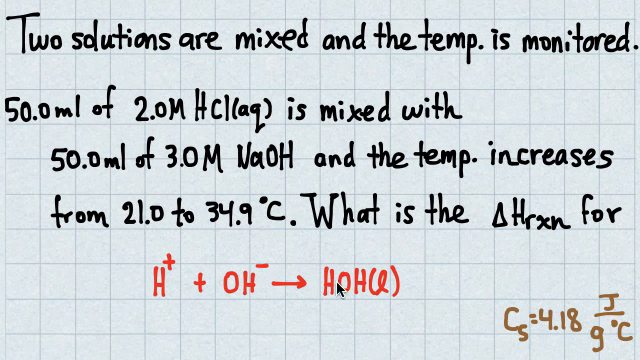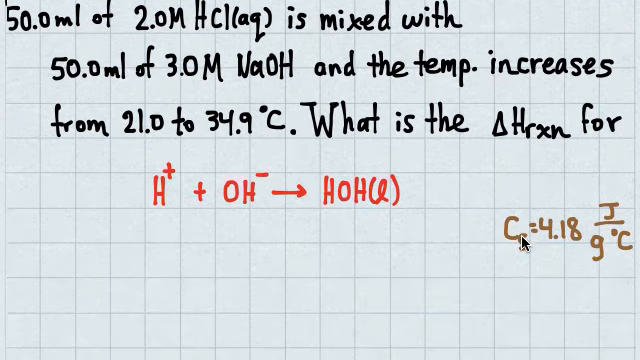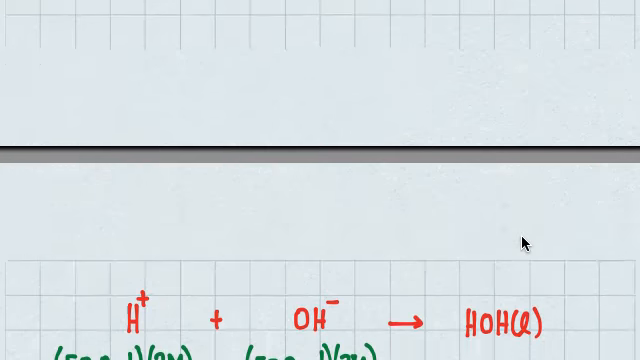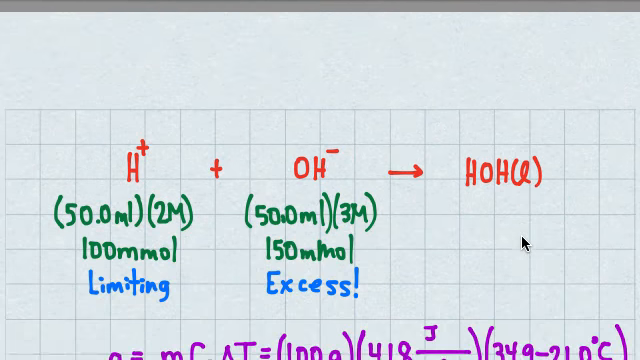And here's my net ionic equation: 1 mole of acid, 1 mole of base. And the specific heat capacity for water, and most fairly dilute solutions, even though these are sort of concentrated, we'll assume it's still close to 4.18 joules per gram degree Celsius. And let's figure out the delta H for the reaction. Delta H and Q are very closely related, although delta H is usually given per mole.